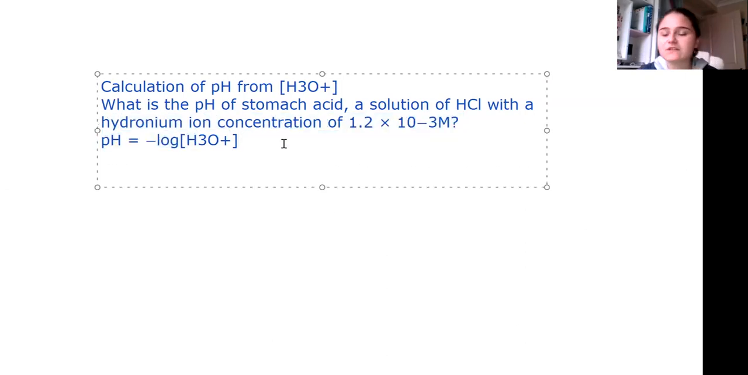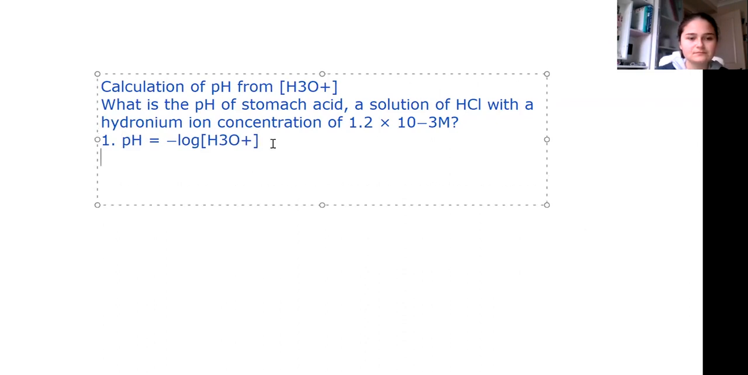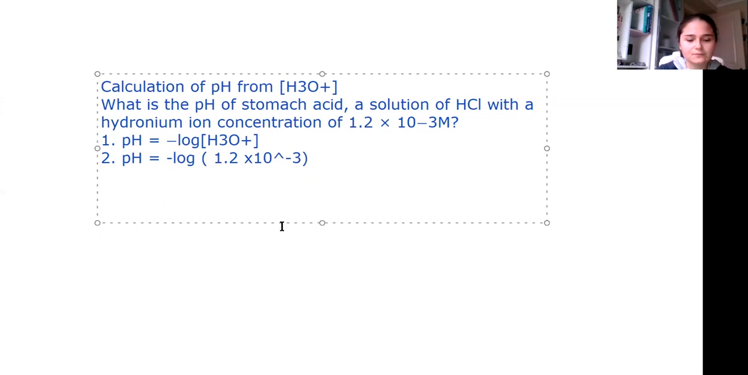So what's our step 2? With step 1, we've written our equation. What are we going to do next? Subbing in the hydronium ion concentration, I suppose. So pH equals the negative log of 1.2 times 10 to the negative 3. Do you have your calculator? What's that going to equal?